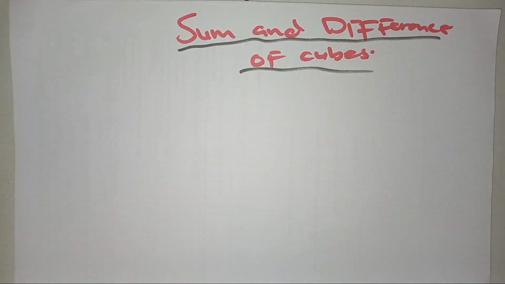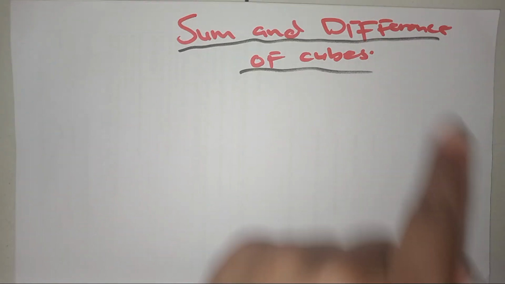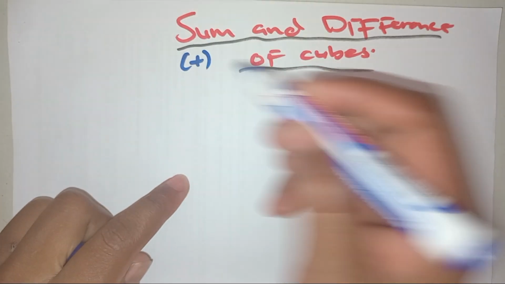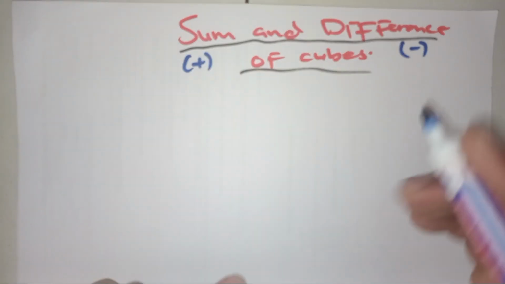So let's get to it. Today we'll be looking at sum and difference of cubes, right? So what is the difference and the sum? Sum is the answer you get after addition, and a difference includes subtraction. So, a difference of cubes.